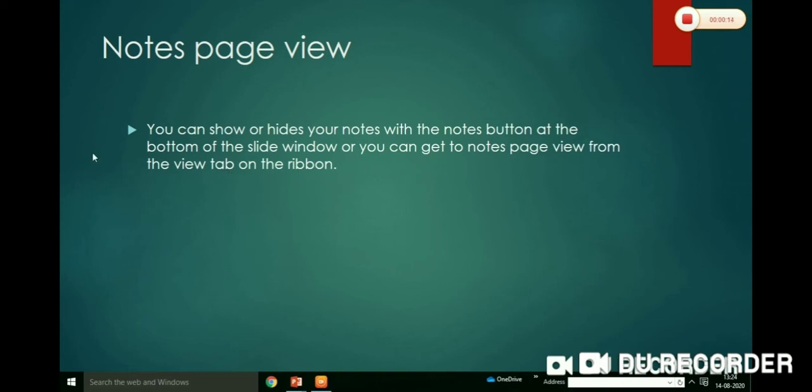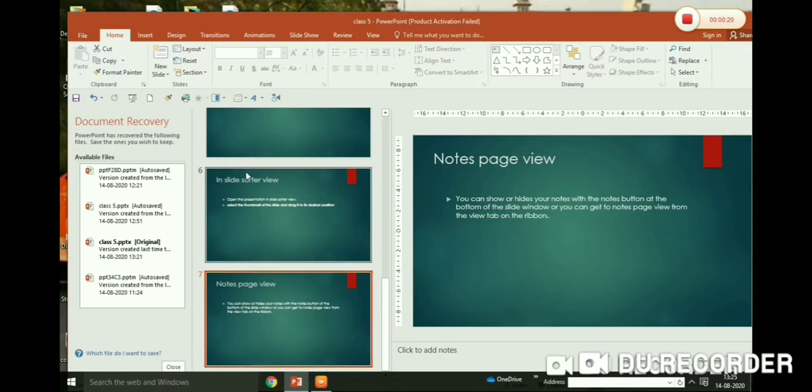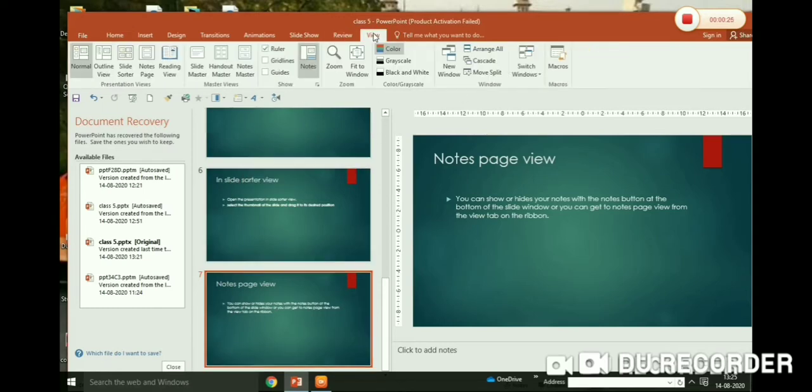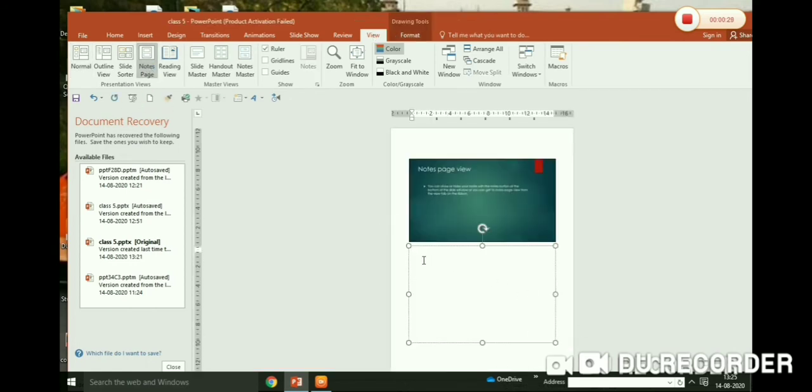So just look here for these steps. Firstly, we have to click on the View tab. Just click on View and select the Notes Page option. Now you can add any note, whatever you want about your slide, about anything, you can add here. So this is basically my notes page view. Clear? What is notes page view?